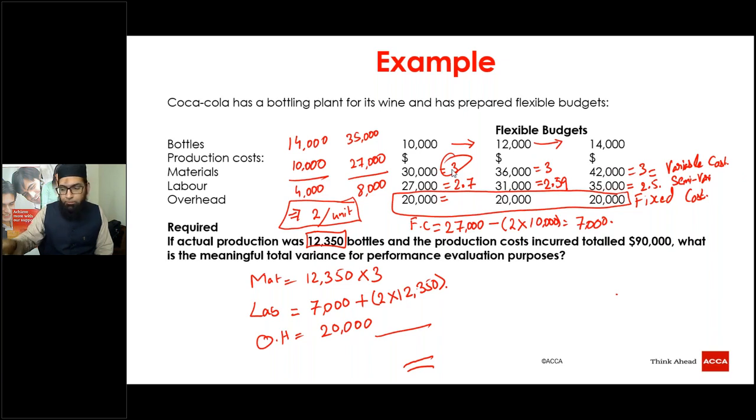Elizabeth has asked me what will be the variance then. So Elizabeth, if you can calculate the material cost, the total labor cost and overhead cost for me, what will be the total answer? Can you please calculate it for me? It's 88,750 in total, I believe. 88,750. Okay?